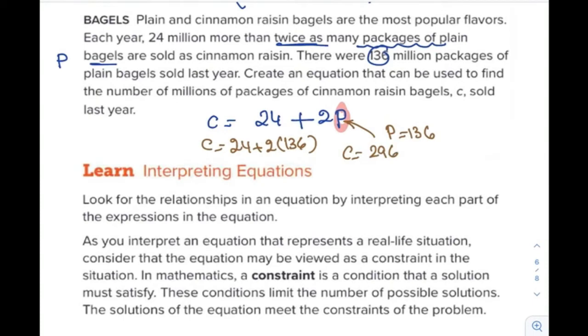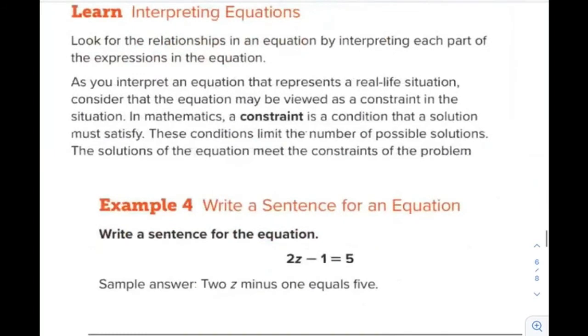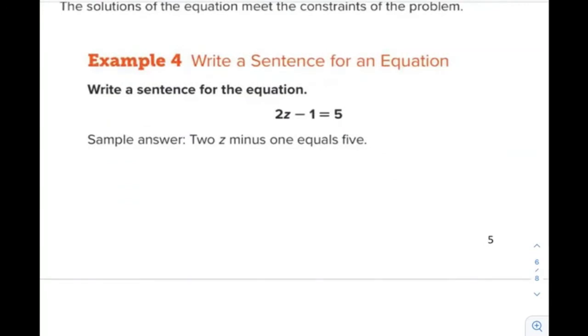Now we have to move to interpreting equations. Interpreting equations means we are going to a real life situation and we want to know what this equation means, what the conditions are, and how it relates to the example we are in. Write a sentence for the equation.